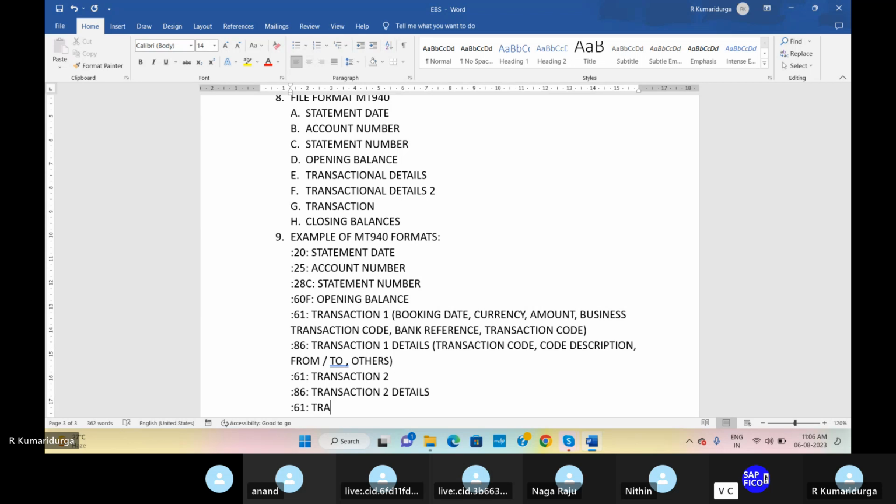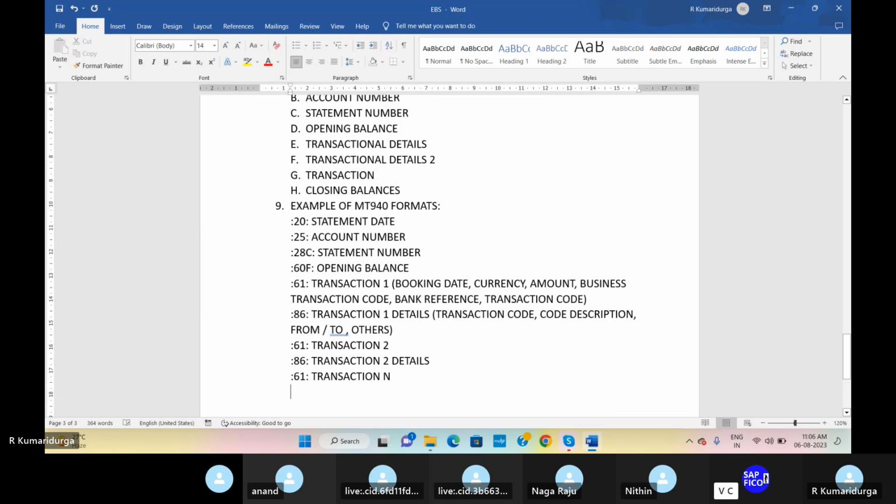Outgoing payments will be there, incoming payments will be there. Colon 61 colon, transaction N. Then next step, colon 86 colon, transaction N details. Then next step, colon 62F colon, closing balance.